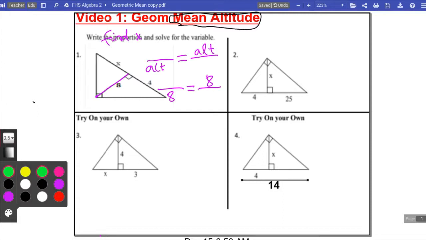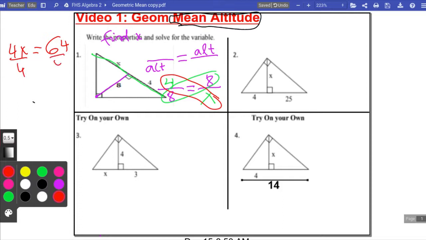Now, what goes on the other two? It doesn't matter which one goes first. You can start with this. It's the base. So I have 4 and I have x. All right, now cross multiply. 8 times 8, we get 64. 4 times x, we get 4x. Solve for x, you just have to divide by 4.